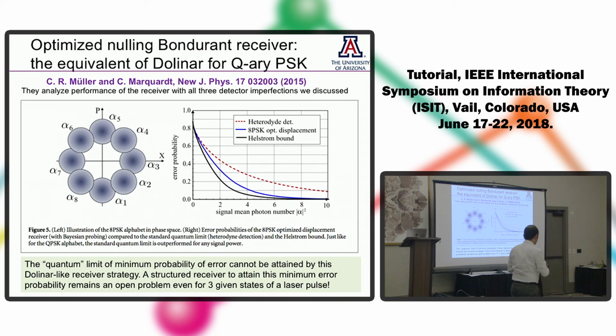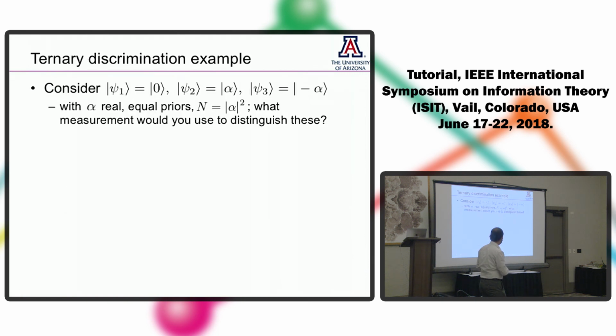In fact, we believe that a Dolinar style receiver does not work. And this paper, although they don't prove it, a few years ago, Chris Marquardt's group put out this paper where they showed that they tried exactly a Dolinar style receiver for 4 PSK, optimal displacement. Instead of exactly nulling, pushing it a little bit further out, worked out the nulling schedules. It's a long and complicated paper. You can take a look. They showed that at least that strategy does not work. So we don't even have a receiver design that gets you to that Helstrom bound.